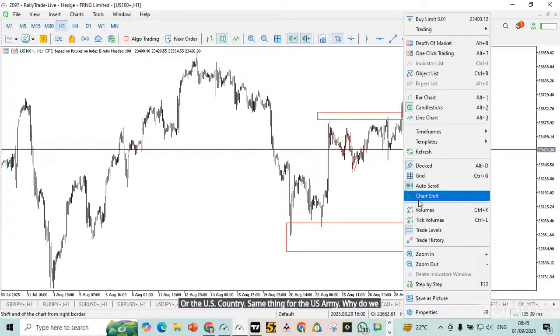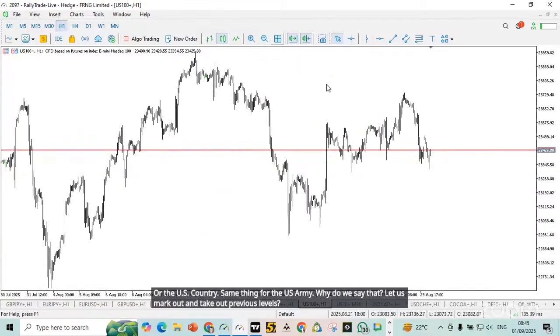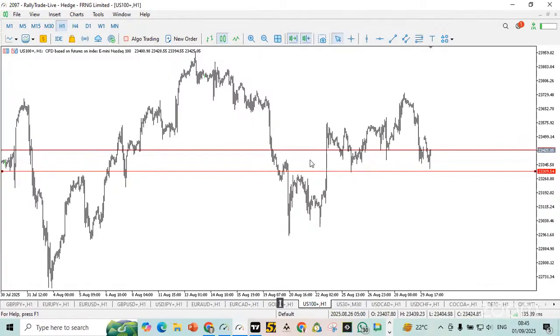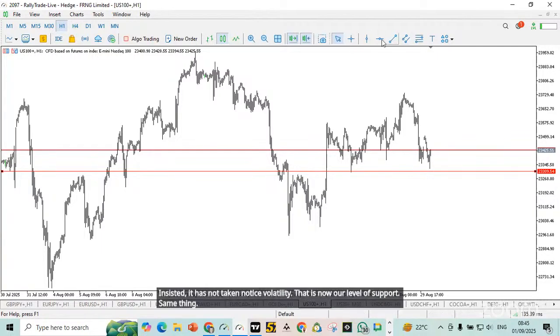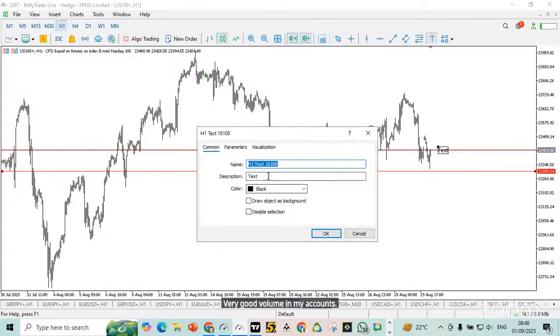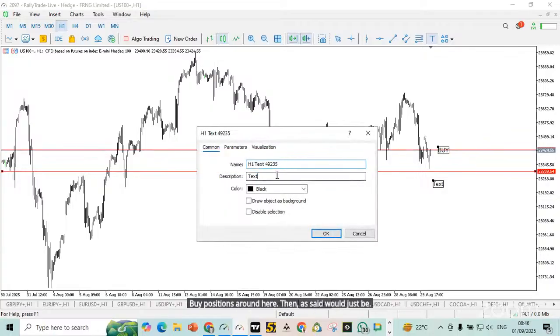Why do we say that? Let us mark out and take out previous levels. So is US 100 breaking previous higher lows? No. It's taking out this lower high, coming to the pullback, and since then, it has not taken out this lower low. So that is now our level of support. Same thing, I'm looking for buy opportunities below. With a good volume in my account, I'm going for buy positions around here. Then my SL will just simply be below here.